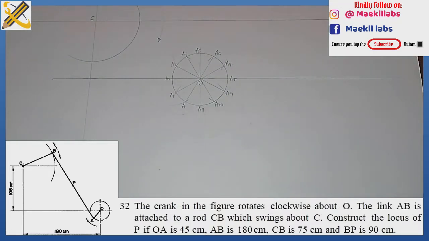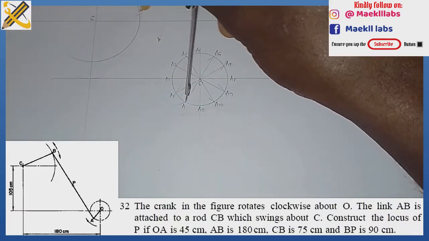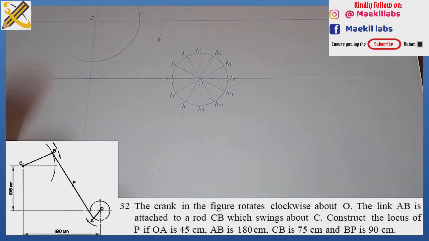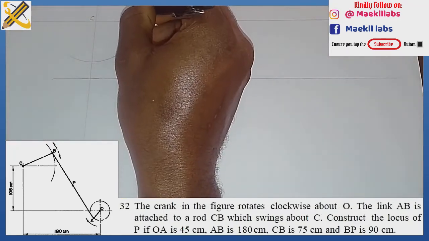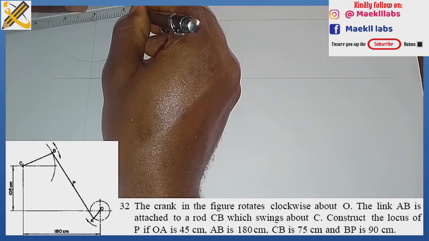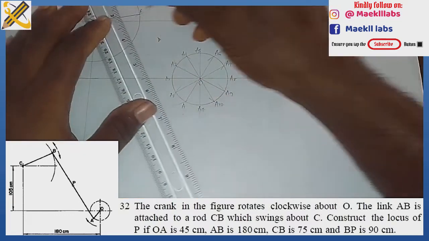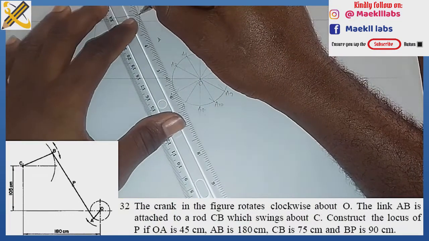All right. And the distance between AB is 90. So from point A with radius 90 on my compass, I strike an arc here. Wherever the arc touches this bigger arc here, that's my point B. Then I'm going to join point C to point B, and then join point B to point A in this manner.